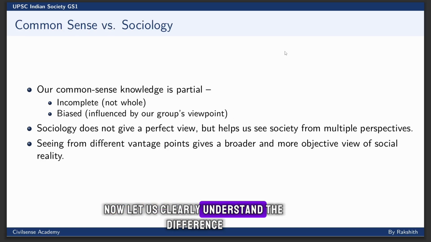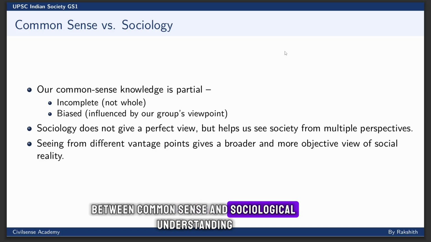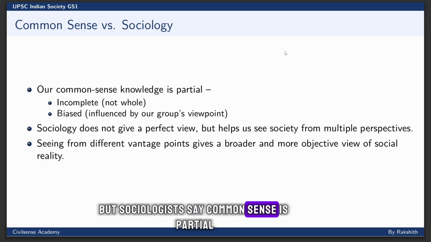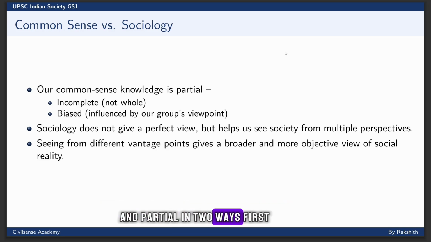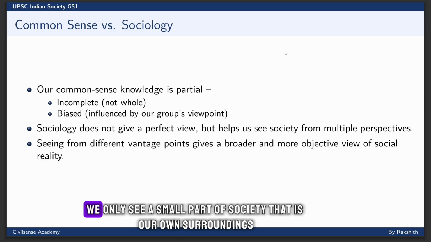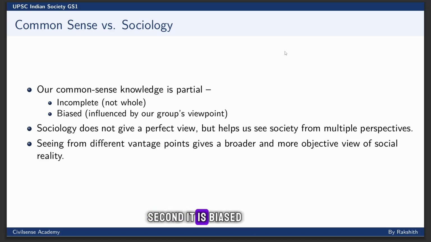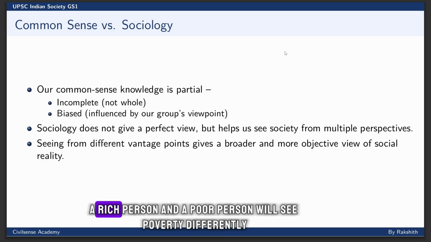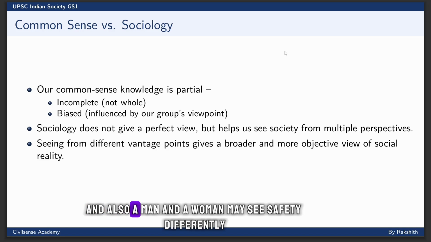Now, let us clearly understand the difference between common sense and sociological understanding. Common sense is not completely wrong. It helps us survive in daily life. But sociologists say common sense is partial, and partial in two ways. First, it is incomplete. We only see a small part of society, that is, our own surroundings. Second, it is biased. We usually see the world from the point of view of our own group. For example, a rich person and a poor person will see poverty differently. And also, a man and a woman may see safety differently.